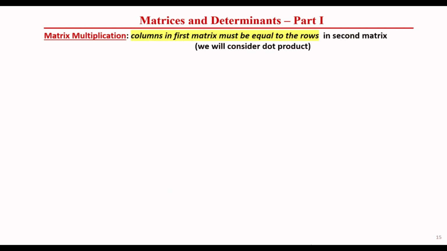All right, now let's talk about the multiplication. For multiplying matrix, it is guided by one set of rule.